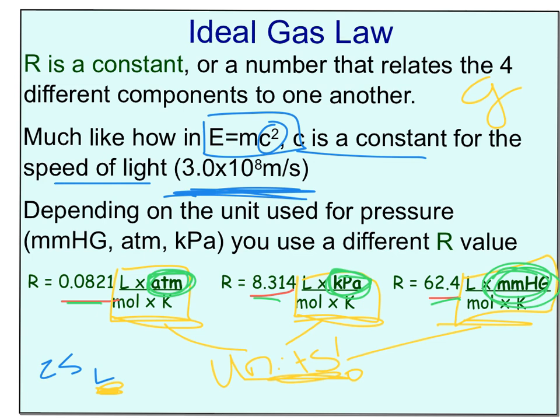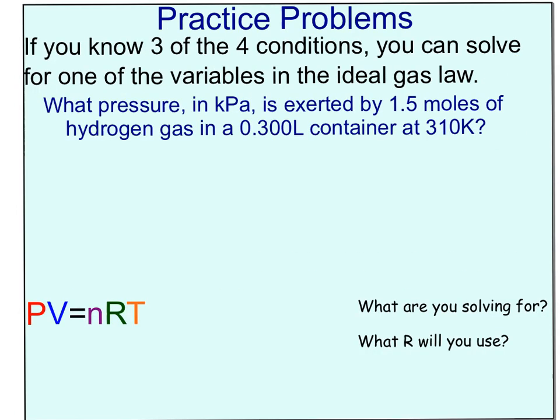So really the only thing you have to do is decide which R value you are using for a problem. And now we'll look at an example of it, and that might help anything that might still be fuzzy with this. So basically, for the ideal gas law, if you know 3 out of the 4 variables, you can solve for the other one just using algebra.